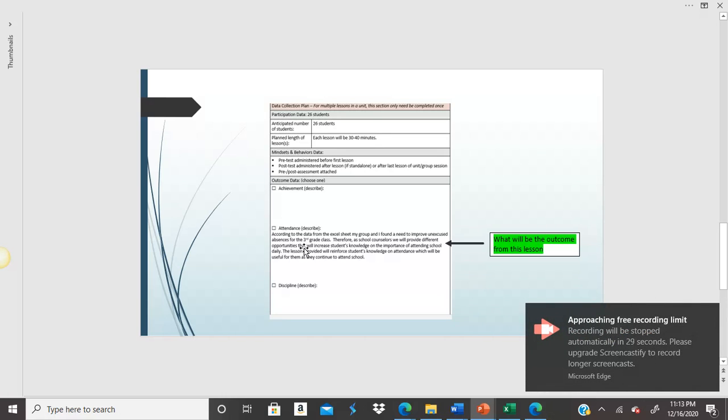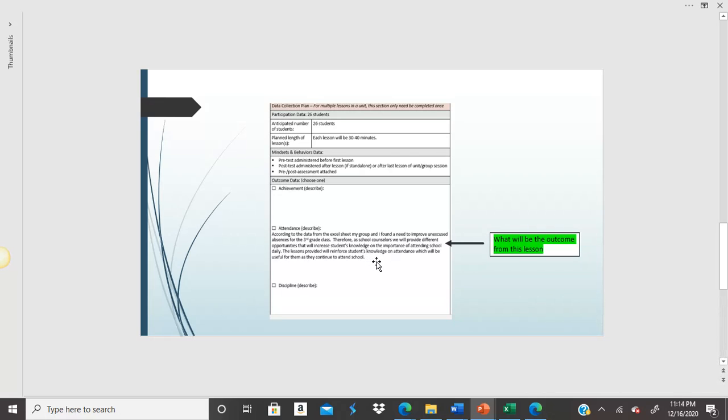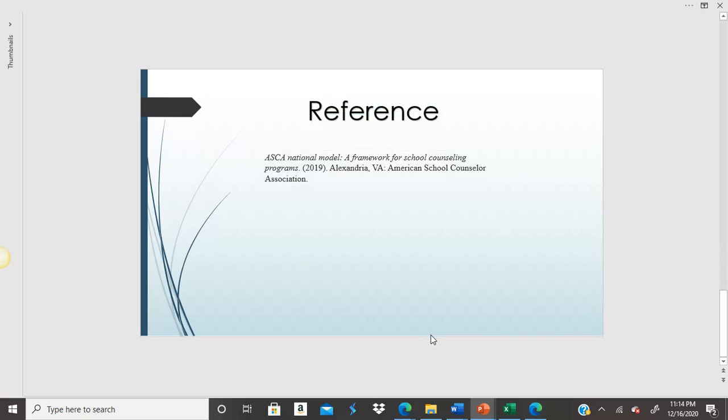And then right here for outcome data, I only put information for attendance because that was my focus. So this is where you'll just put what the outcome will be from the lesson that you're conducting the day that you're planning to have this lesson. And my reference was the ASCA National Model book.